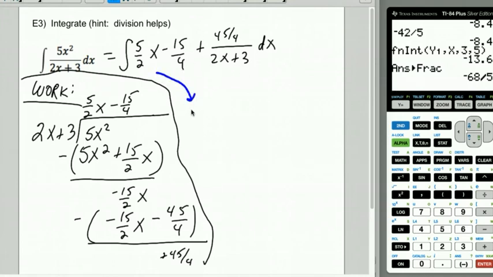This piece integrates to 5x squared over 4 because I'm going to raise the power to 2 and divide by 2. 5 halves divided by 2 is 5 fourths. Right, this is a negative 15 fourths x. Those two are pretty straightforward.